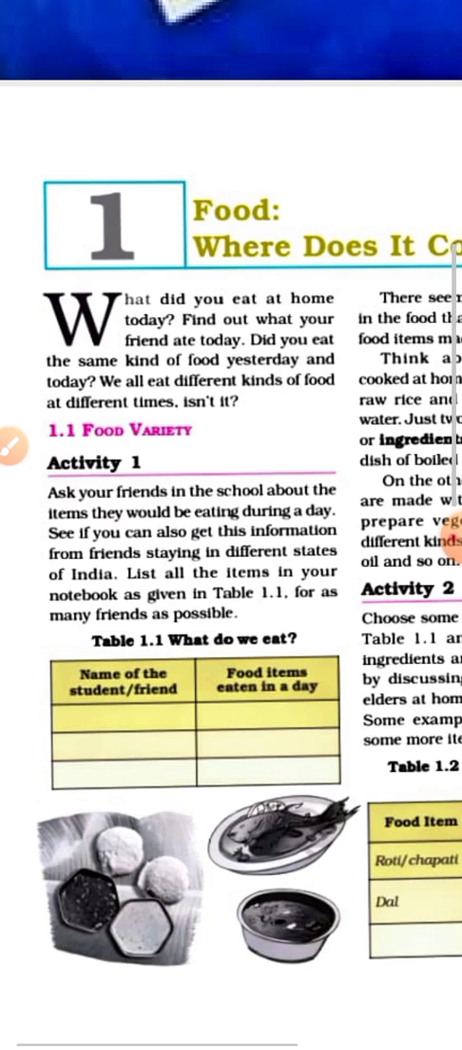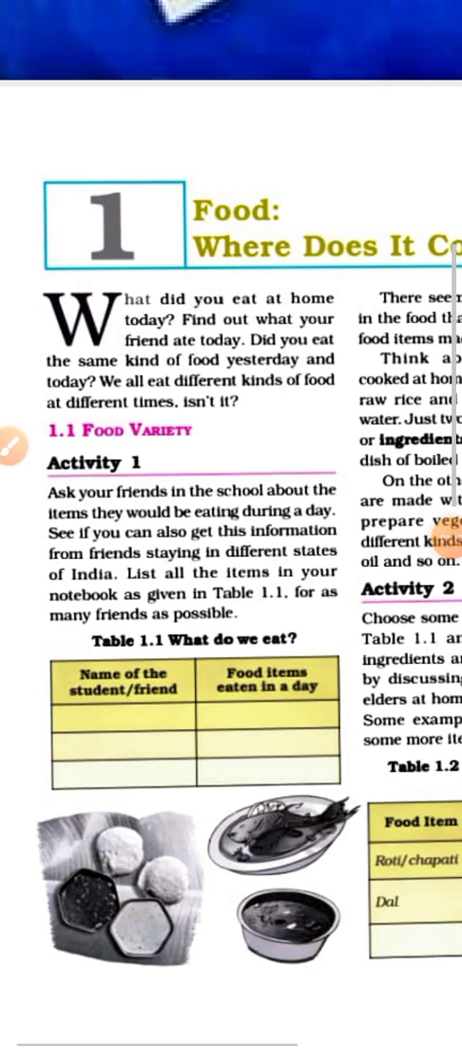Find out what your friend ate today. So you have to find out what your friend ate today. Did you eat the same kind of food yesterday and today? We all eat different kinds of food at different times, isn't it? So it is true. We eat different kinds of food. So now we'll see 1.1 food variety.